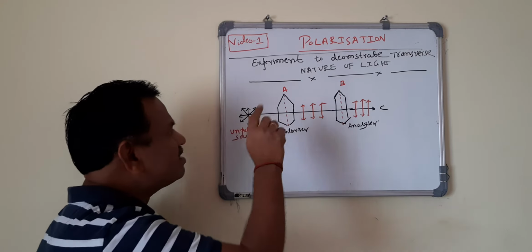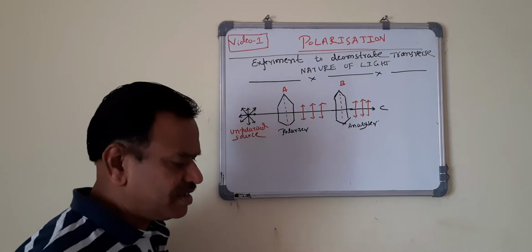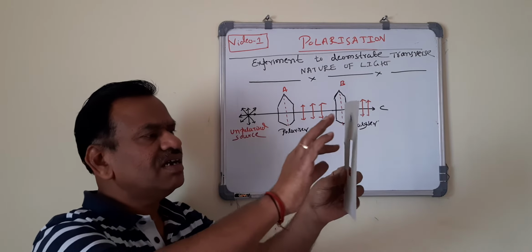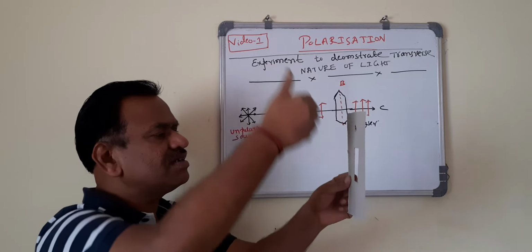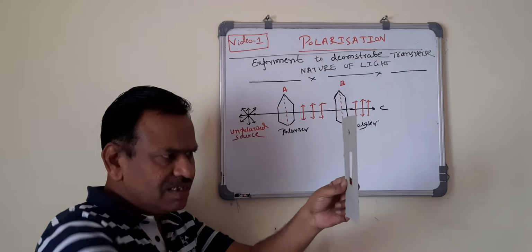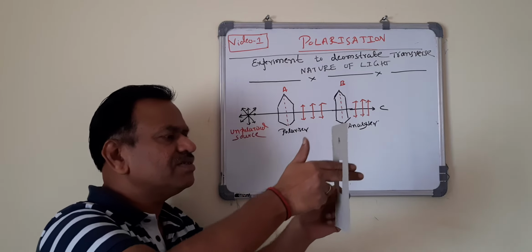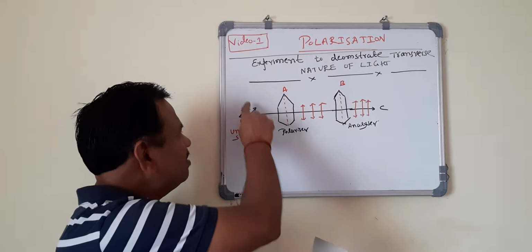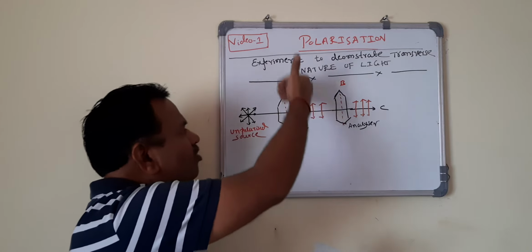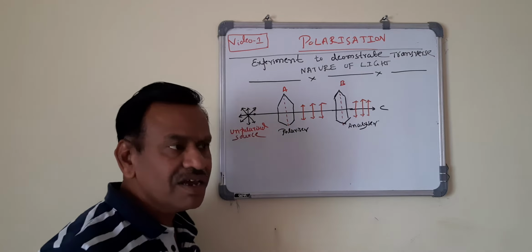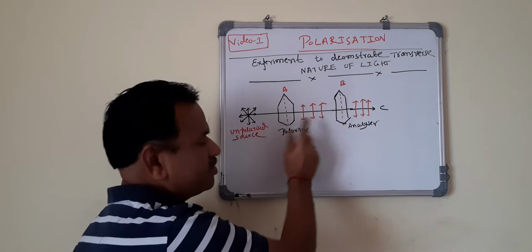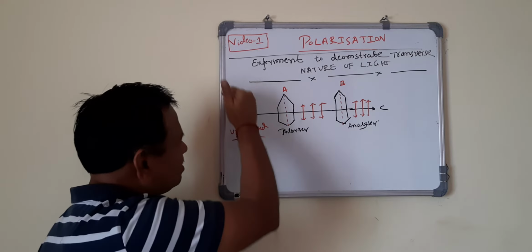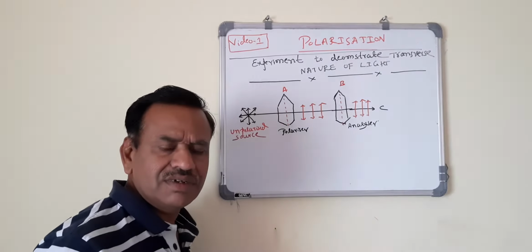When this light is allowed to pass through this polarizer, you see, this is one crystal. Here, in the crystal, what happens is, the vibrations in this plane will pass through it. Only the vibrations in this plane are allowed to pass through crystal A, so that they are coming out. But it will cut off all the vibrations like this, and like this.